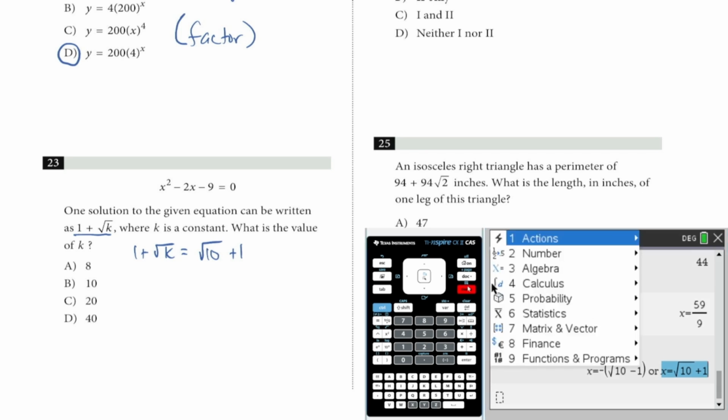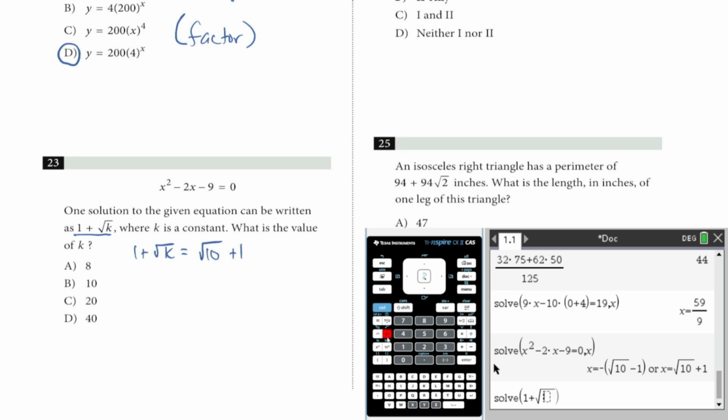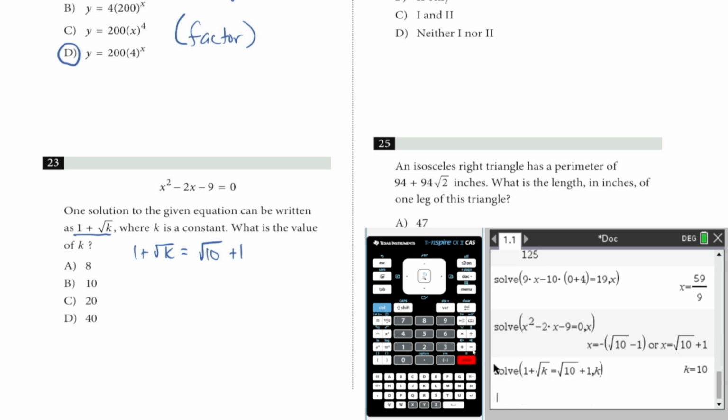So I can now go to menu 3-1. Let's do that again. Menu 3-1. And I'm going to go to 1 plus the square root of k equals the square root of 10. And notice how I move outside the radical, so you have to hit the right arrow, plus 1, and we're solving for k. And so it's k equals 10. So we can now say the answer is B.